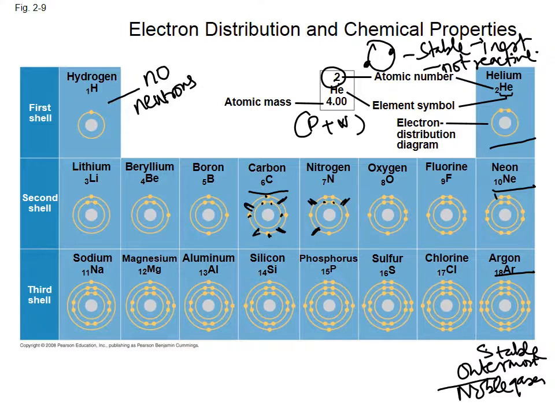Oxygen has an atomic number of 8. It has 2 in the first orbital and 6 in the second orbital. It needs 2 more in order to be stable. Fluorine just needs 1 more to be stable, and that's why it's extremely reactive. Different elements have different valencies.